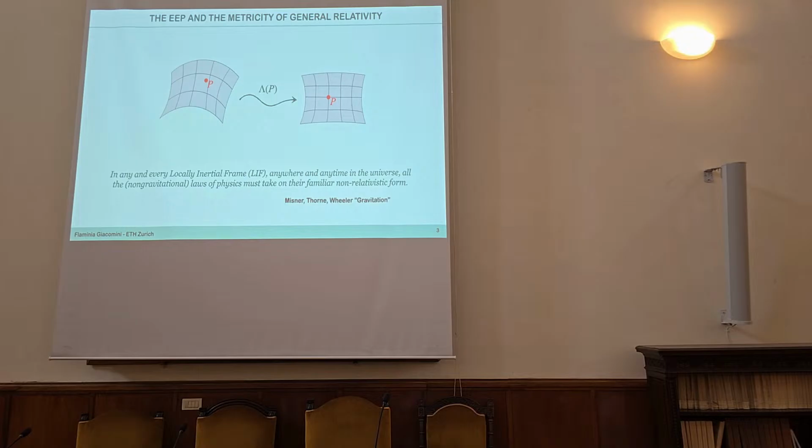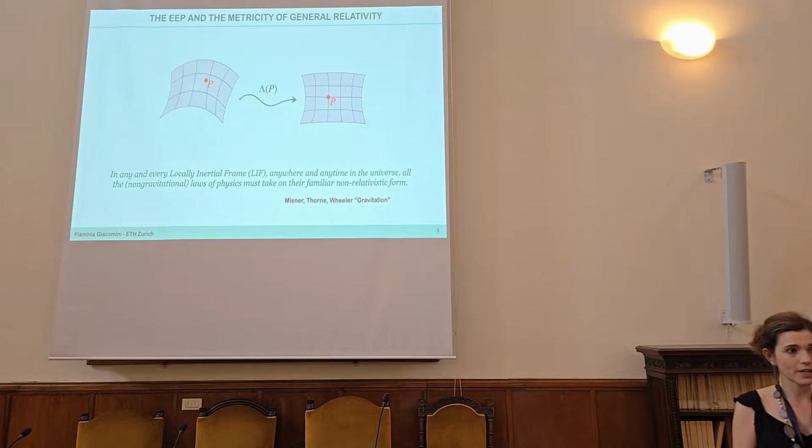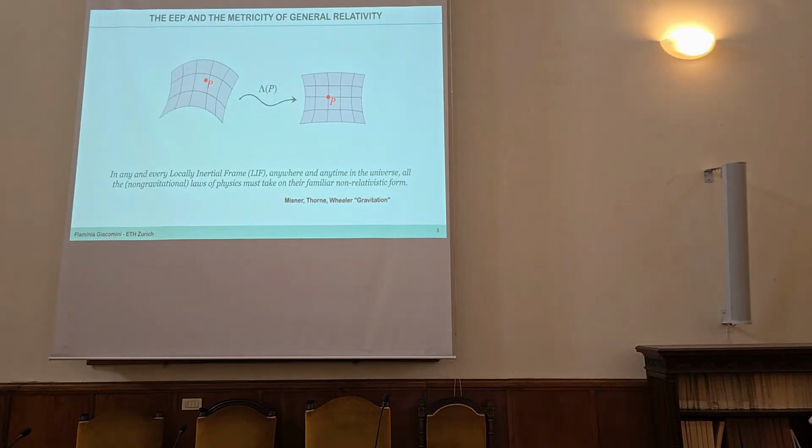Always according to Misner, Thorne, and Wheeler, the statement of the Einstein equivalence principle is that in any and every local inertial frame, anywhere and any time in the universe, all the non-gravitational laws of physics must take on their familiar special relativistic form. So basically, the metric becomes locally Minkowskian at any point that you can describe in spacetime. And there is an equivalent way of stating the principle that is more amenable to experiments.